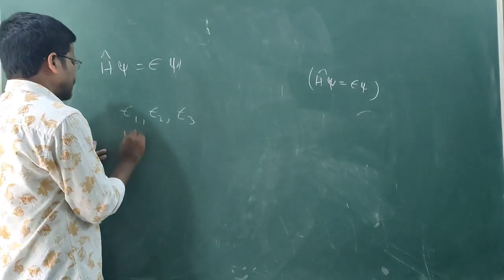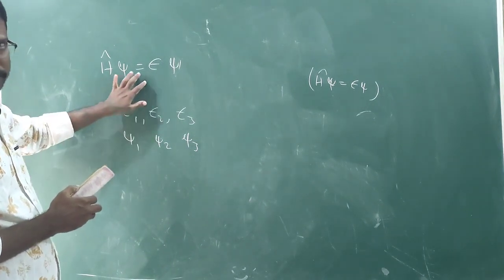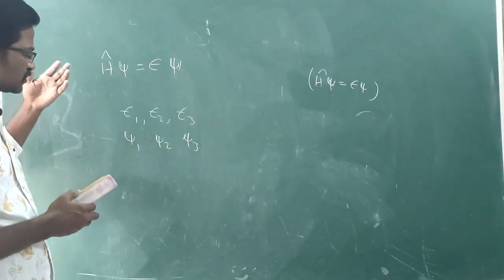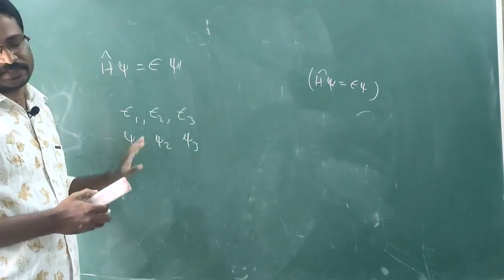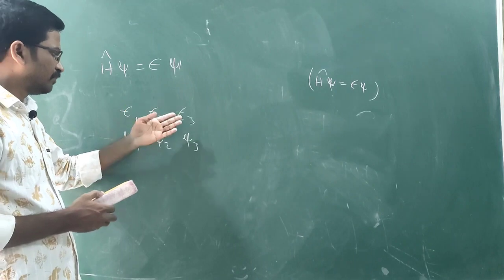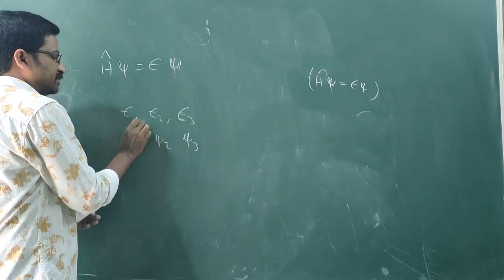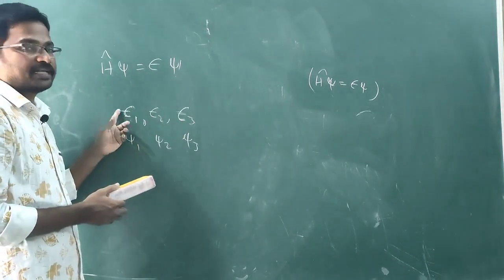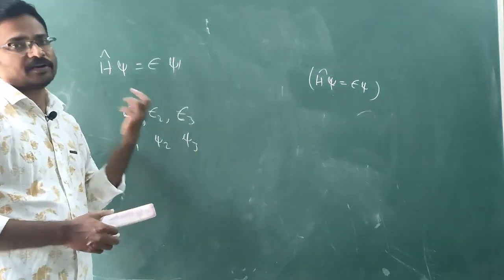Each energy level has a wave function. The Schrodinger equation gives the results. The solution of this form is energy E1, E2, E3, like that. Each one has wave functions. The solutions of this equation are wave functions. This one is E1, this one is E2, E3, quantized energy levels, and each one has wave functions like this.